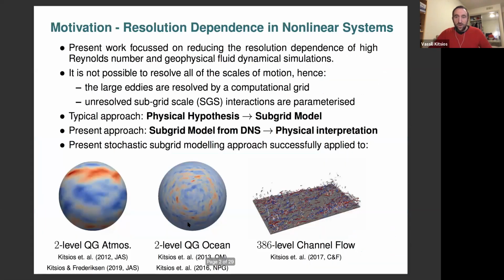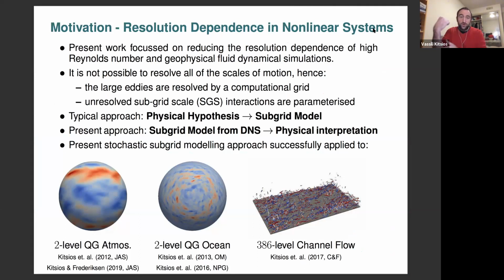Okay. So the motivation for this work is to reduce resolution dependence in nonlinear systems, and specifically high Reynolds number geophysical fluid dynamics. So as we all know, it's not possible to resolve all the scales of motion for these types of flows. So the large eddies are resolved on a computational grid, and the unresolved subgrid scale interactions need to be parameterized in some way.